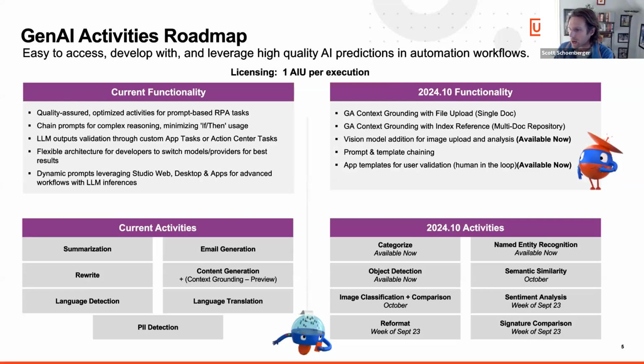We've just added context grounding to public preview. So context grounding gives you the ability to either reference a file or reference an index that contains a repository of files. I'll show how that works in a second. And then, let's call that the generic activity, right? Because you can kind of customize your prompt however you see fit.